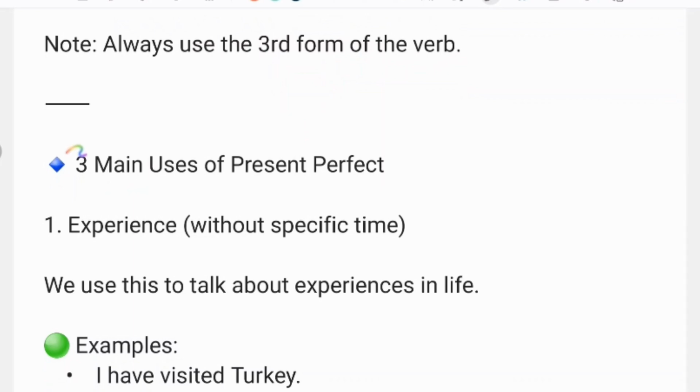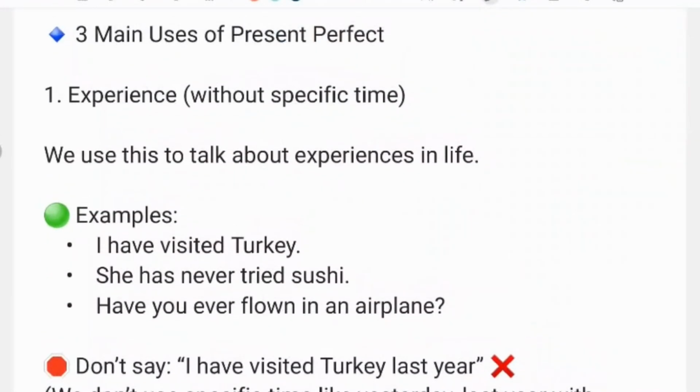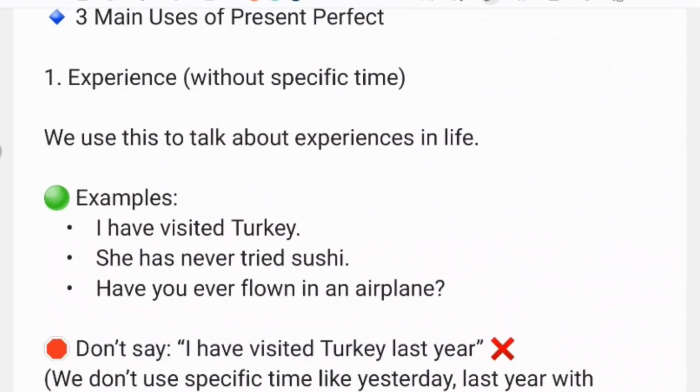Okay, moving on towards the three main uses of present perfect tense. Let's suppose the first one is experience, in which we use this to talk about the experiences in life without the specific time. So experiences in life, let's take examples. I have visited Turkey. She has never tried sushi. Have you ever flown in an airplane? So see, we are using have, has, have with all these things, right?